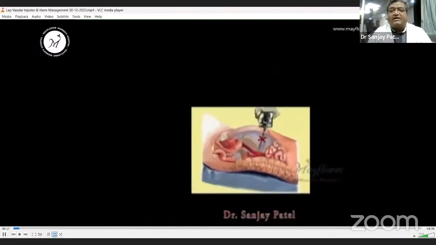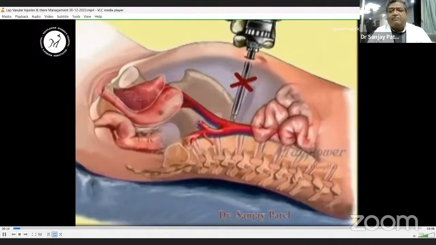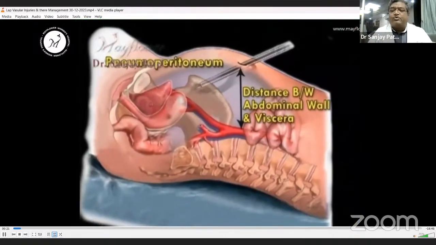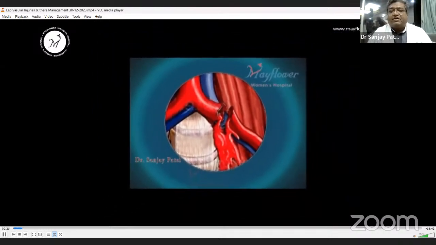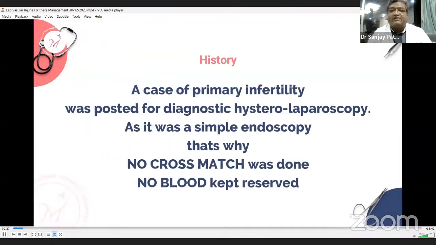This is the case, I think. We don't want to discuss later how we introduce the trocar and everything, but this is one of the diagrams. And if you increase the pressure, I think the incidence is late. But I think I explained that this is a very simple case of primary infertility, posted for diagnostic hysteroscopy and laparoscopy. It's a simple endoscopy. That's why we did not cross-match. No blood was kept ready. And this is the era of COVID, during the time of the COVID period.